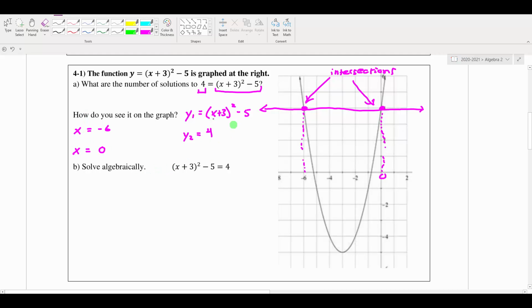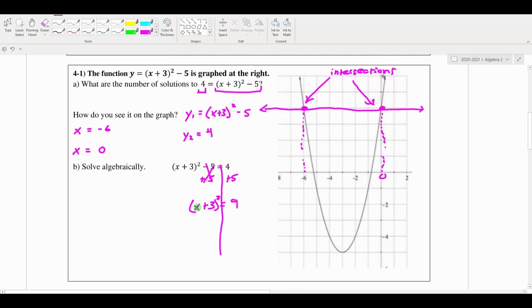But let's compare the graphing strategy to the algebraic strategy. This is where we move things from side to side, or use factoring or the quadratic formula to help us solve. Watch what happens when I try to solve this algebraically. My goal is to get x by itself. First I'm going to add 5 to both sides. This might be a little more familiar to you. The 5's cancel, all that's left is (x plus 3) squared, and then 4 plus 5 equals 9.